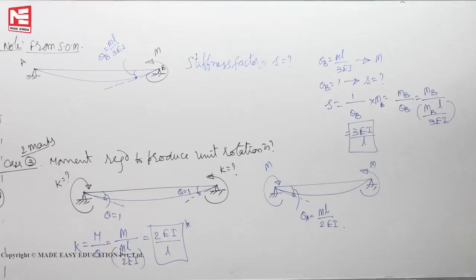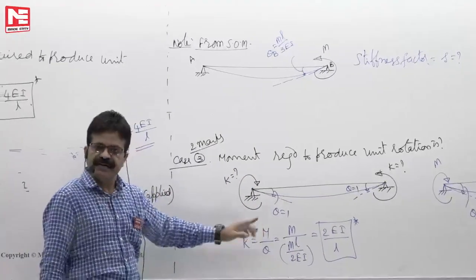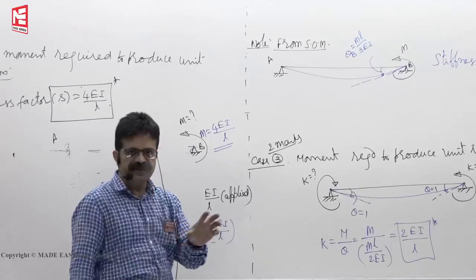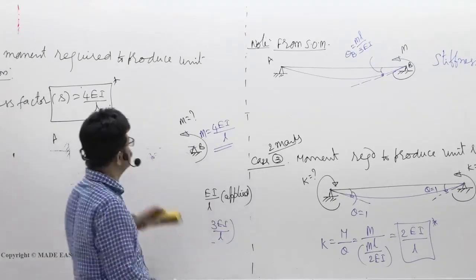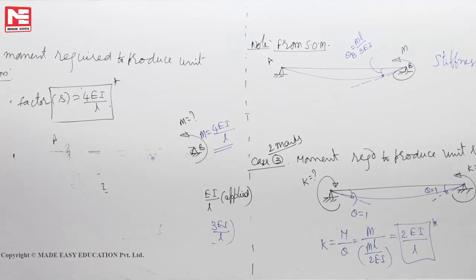Now let us see the fourth case, cantilever beam. See here in this case 4EI by L, here 3EI by L, here 2EI by L. It can be EI by L also. Those values depend on the support conditions. Okay, that we'll see now, the fourth case.